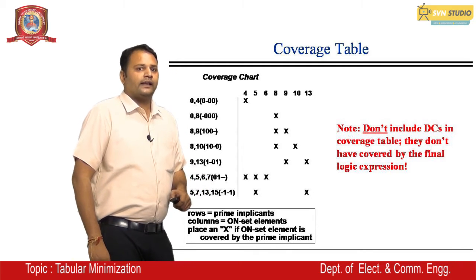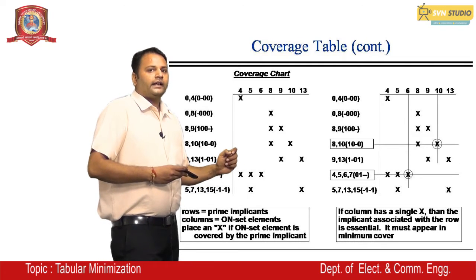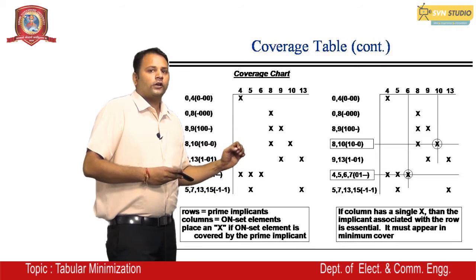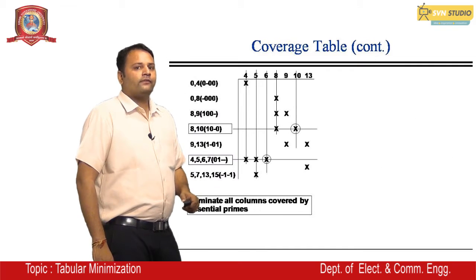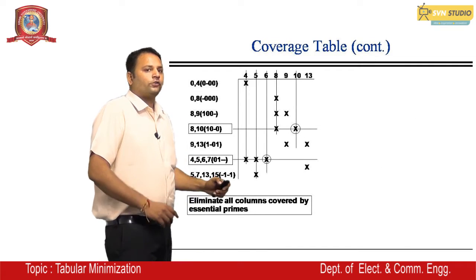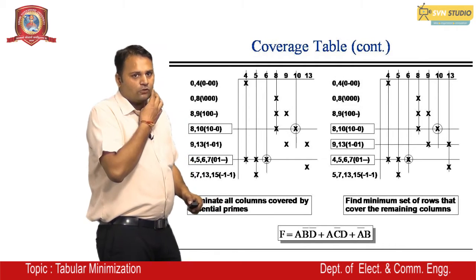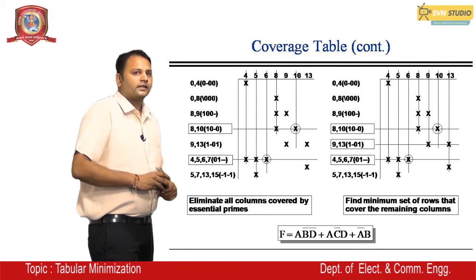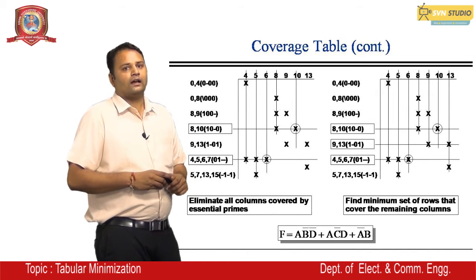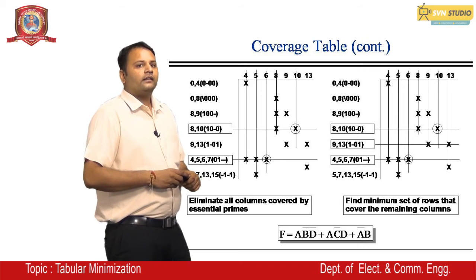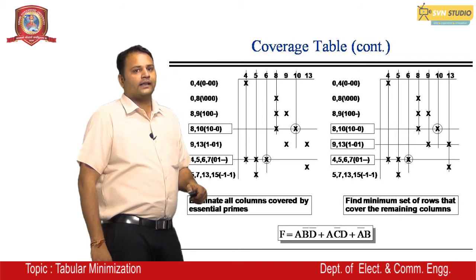Now we can see that next there is a group made by it. You can see 8 and 10 have a single horizontal line, so we will use them. And the second, 4, 5, 6, 7, also has a horizontal line. Now in the coverage table we eliminate all columns covered by the essential prime implicants. So 10 is the only value which has no second implicant, and also 6 has no second implicant. So we will mark them.